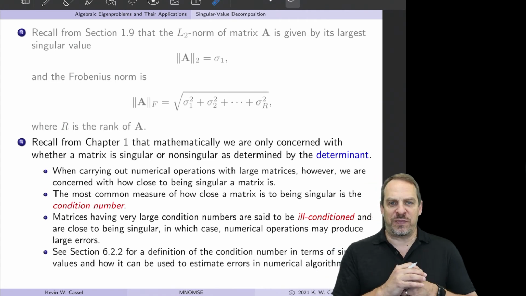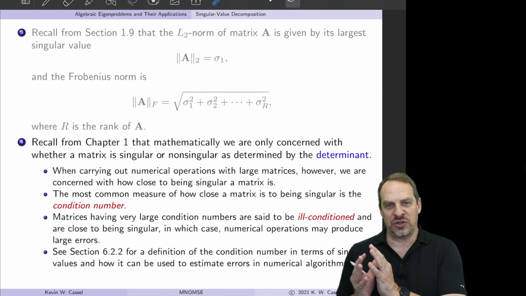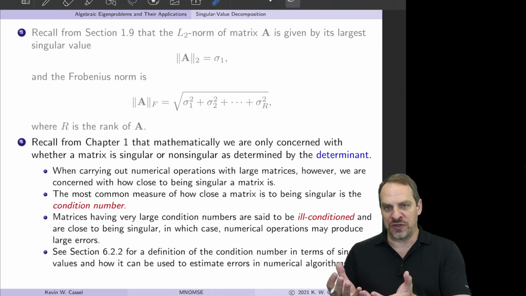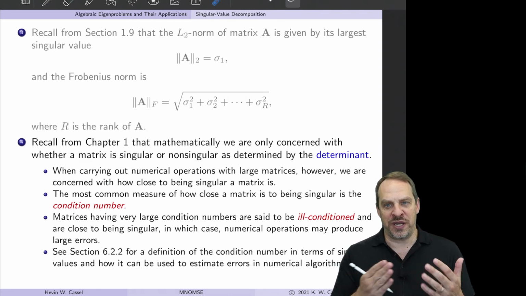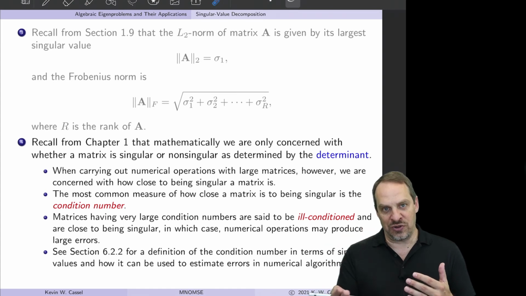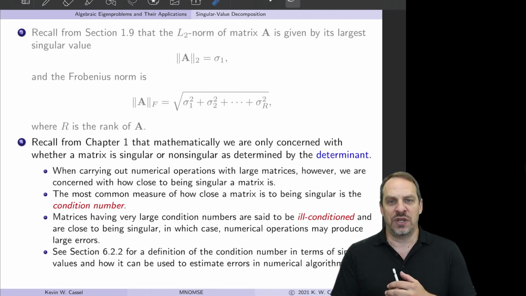If you think back to chapter 1, really the main diagnostic that we had for a matrix to determine whether we could solve a system with that matrix as its coefficient matrix and so forth was the determinant. And remember, it was really binary. So either the determinant was 0 or it's non-zero, so therefore it's either singular or non-singular. And there was no gradations in between.